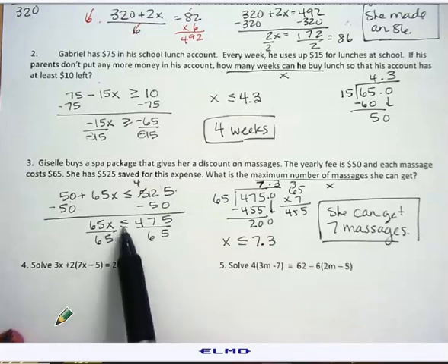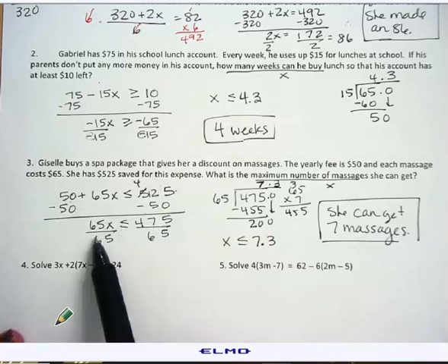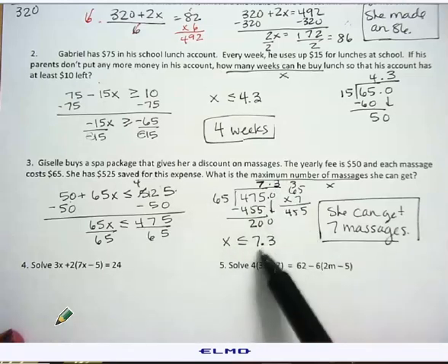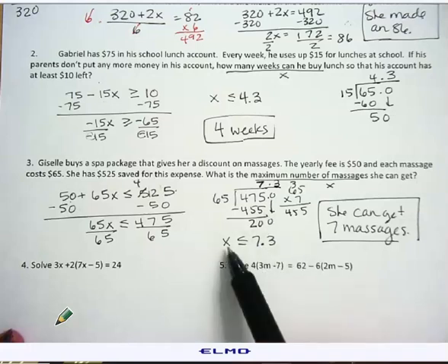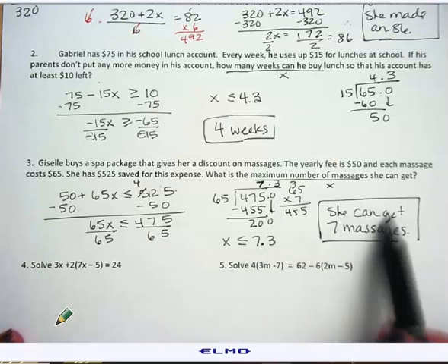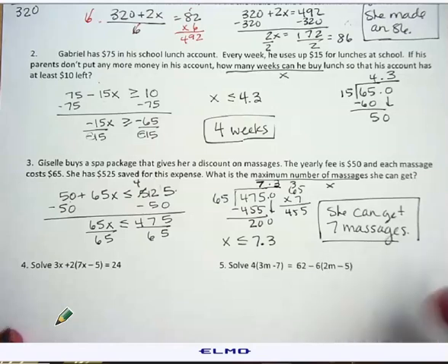I get 65x less than or equal to 475. Divide by 65. You can see my math over here. I get approximately 7.3. So the number of massages has to be less than or equal to 7.3. Now she can't get 0.3 of a massage, so we're going to round this to 7. She can get 7 massages.